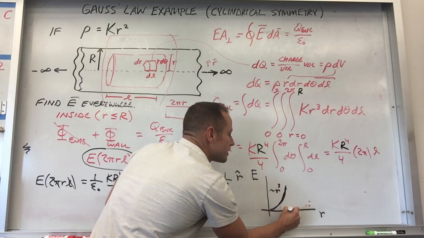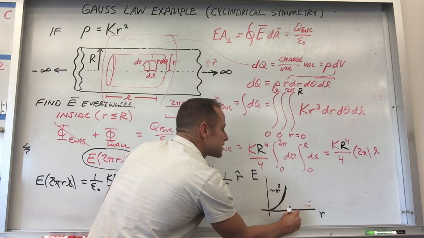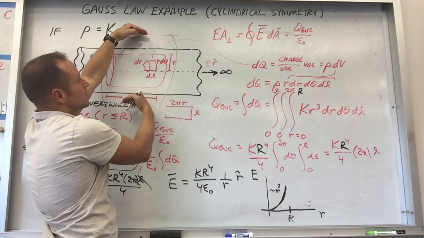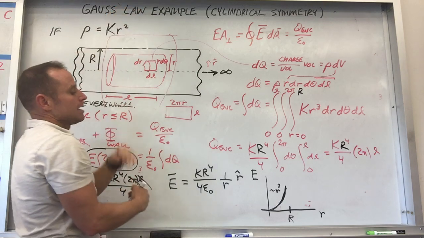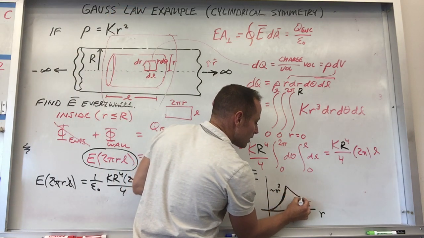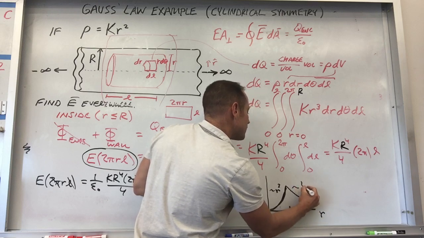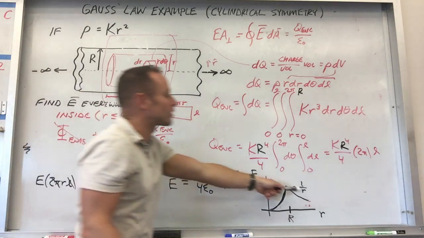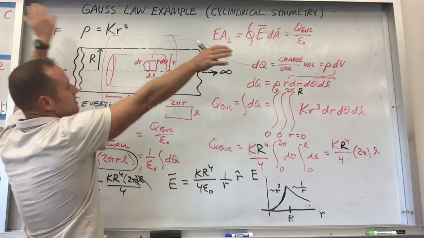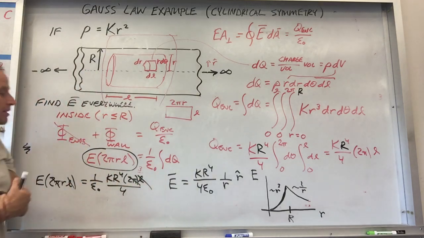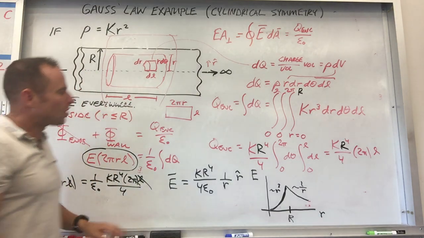And then you get out to the outer surface. What happens is your Gaussian surface stops enclosing more charge as you go out here, and so the field is going to start falling like 1 over r. So it's going to fall like 1 over r on the outside. You can expect this 1 over r dependence with any cylindrical symmetry once you're outside of the cylinder itself. So hopefully that helps.